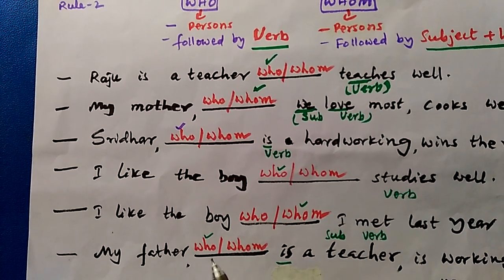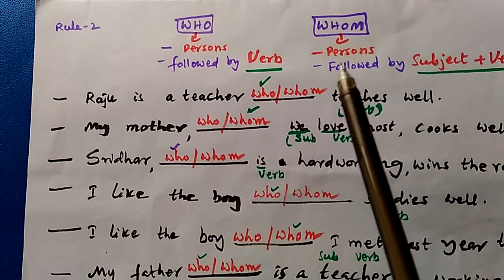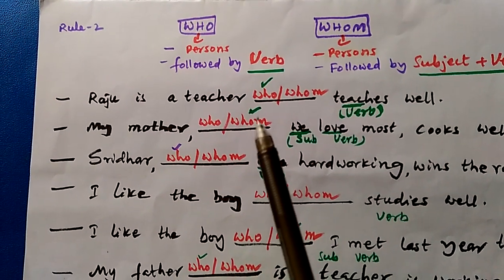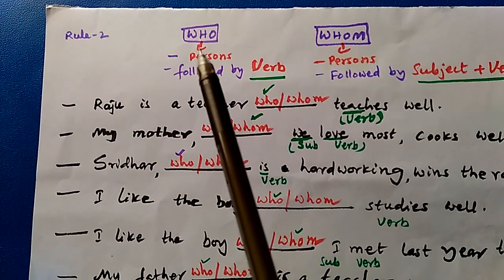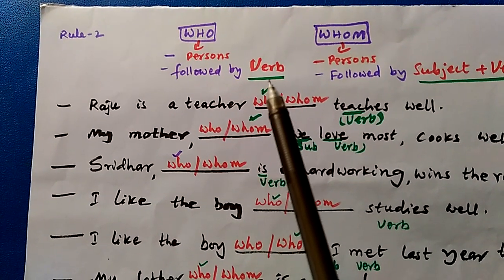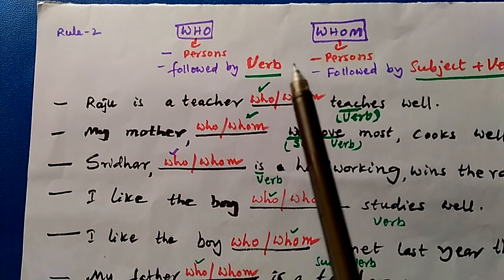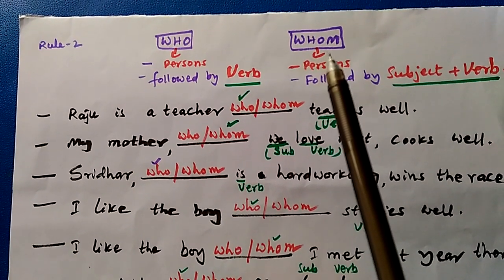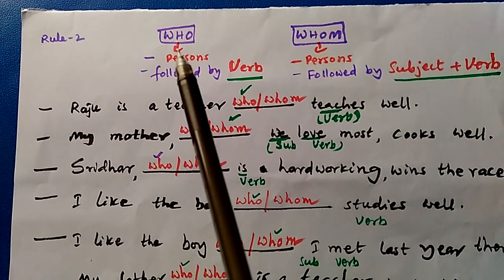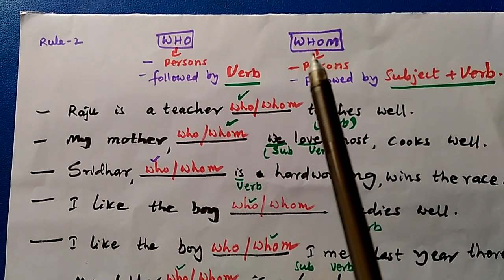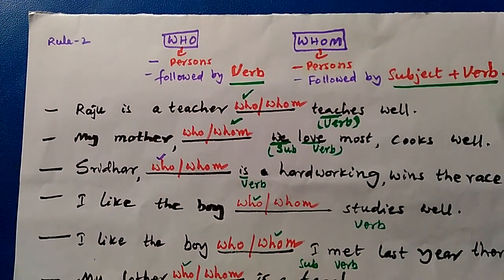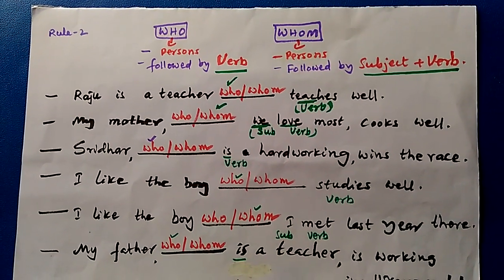In this way, who and whom are used for persons, but if the blank is followed by a verb, we prefer to use who. If the blank is followed by subject plus verb, we use whom. That means who is used in the subject place, whom is used in the object place. This is rule number 2.